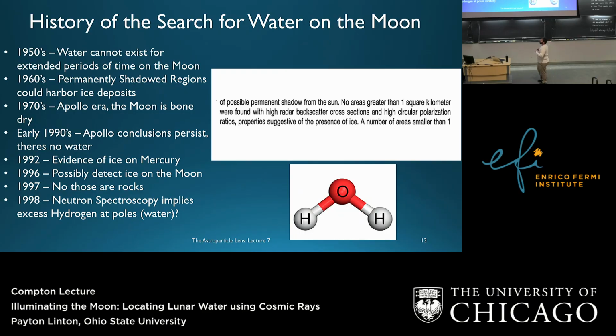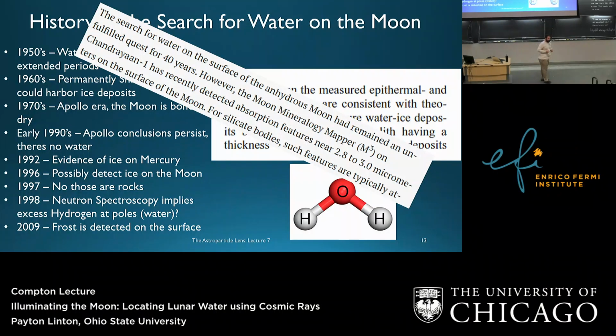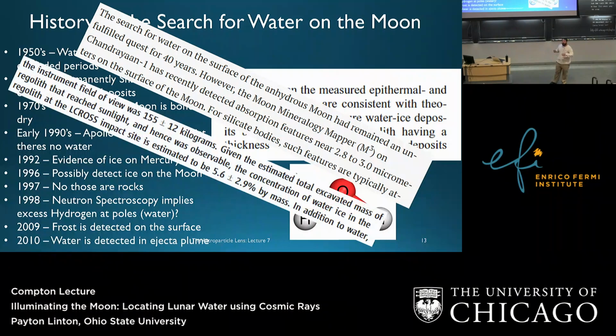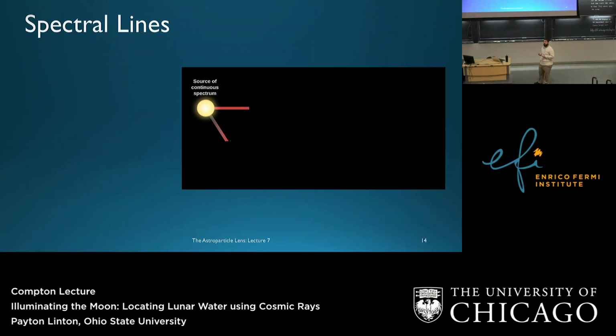And what we notice is that there is an excess of hydrogen at the lunar poles, which is where we expected the water to be. Now, this is evidence that there's hydrogen, not necessarily that it's in a water form, right? And then in 2009 and 2010, we actually do it. We discover water on the moon. In 2009, in the form of very thin frost on the surface at the poles. And then in 2010, we detected a little bit more water through an ejecta crater, which I'll talk about in the next few slides. But to understand how we discovered water, I want to talk about spectral lines.